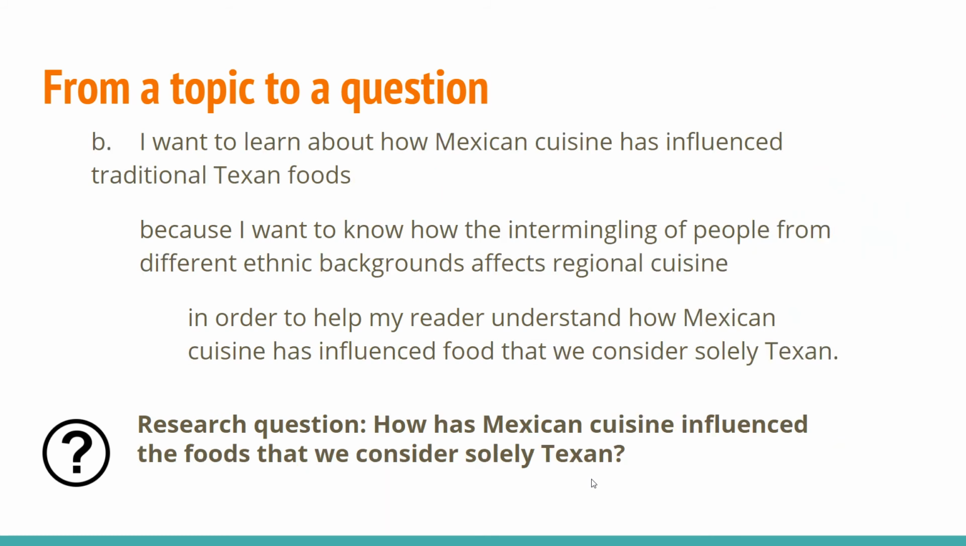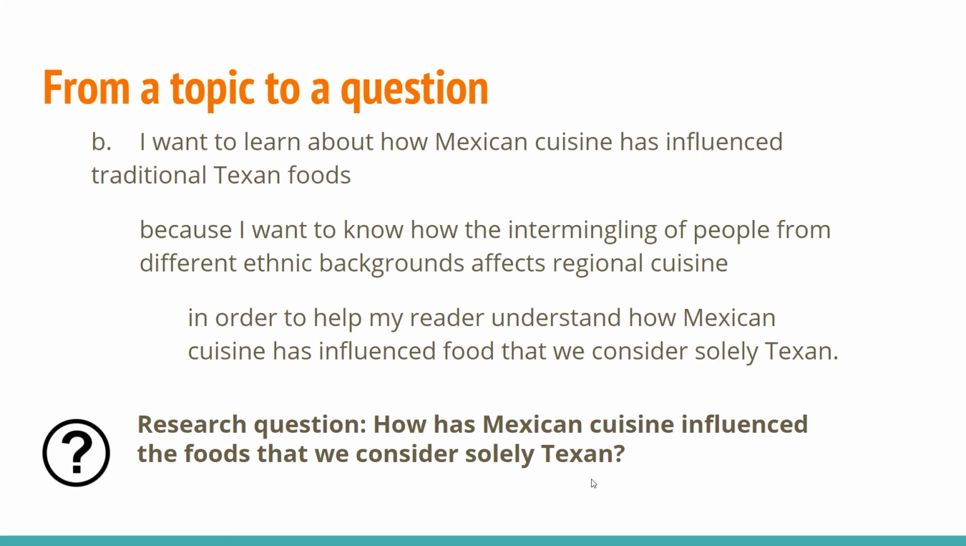Here's our second example, the one about Mexican cuisine influencing Texan foods. So I want to learn about how Mexican cuisine has influenced traditional Texan foods because I want to know how the intermingling of people from different ethnic backgrounds affects regional cuisine in order to help my reader understand how Mexican cuisine has influenced food that we consider solely Texan. So if you look at this, the third part is very similar to the first part, and that's okay. That's totally fine.